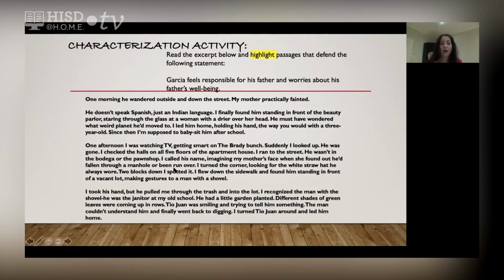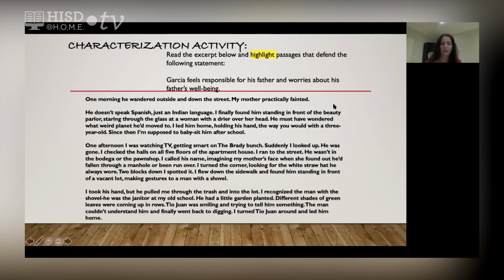I checked the halls on all 5 floors of the apartment house. I ran to the street. He wasn't in the bodega or the pawn shop. I called his name, imagining my mother's face when she found out he'd fallen through a manhole or been run over. I turned the corner looking for the white straw hat he always wore. 2 blocks down, I spotted it. I flew down the sidewalk and found him standing in front of a vacant lot, making gestures to a man with a shovel. I took his hand, but he pulled me through the trash and into the lot.